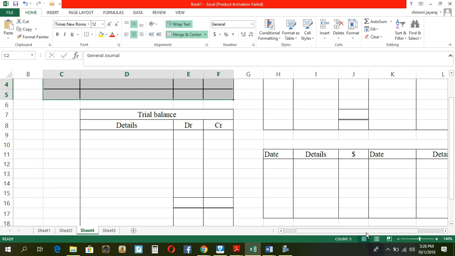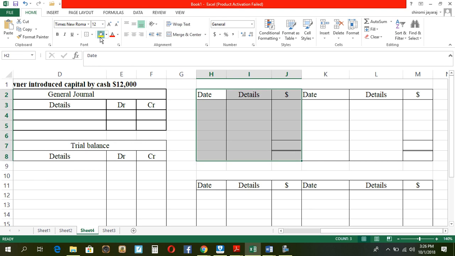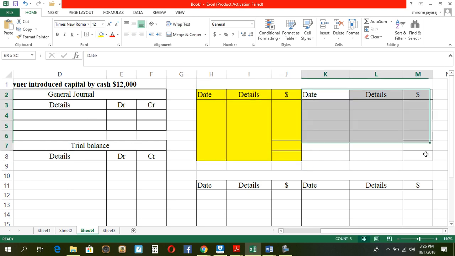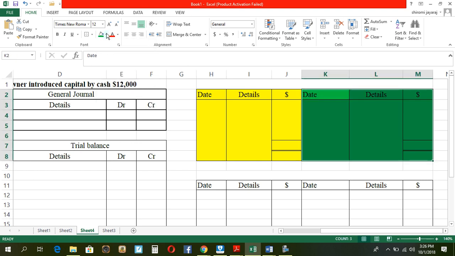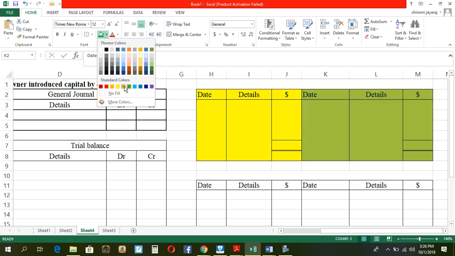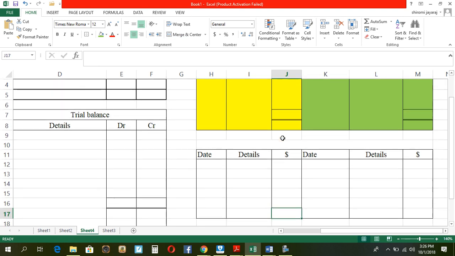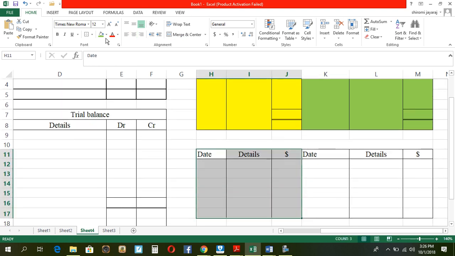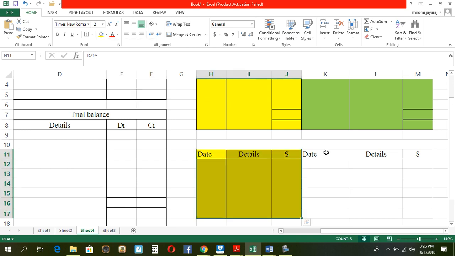Clear? Right. On this side, I have the ledger. Can you see the ledger? Now the ledger has two sides: one debit side, and on the other side you have the credit side. So there are two sides in a ledger. Is that clear? Any questions? Right. So let's color code this also so that it's clear for you when we are transferring entries. So let's make this yellow and this side green.